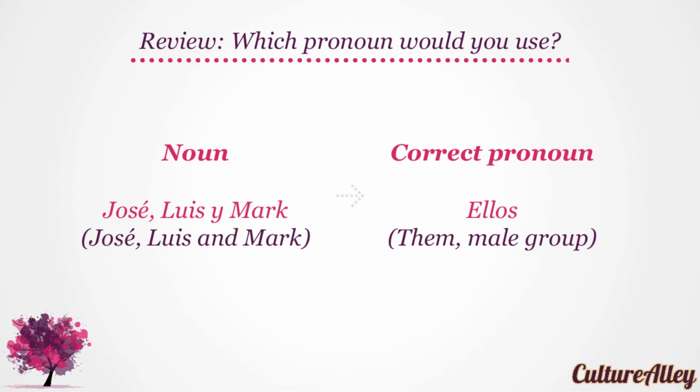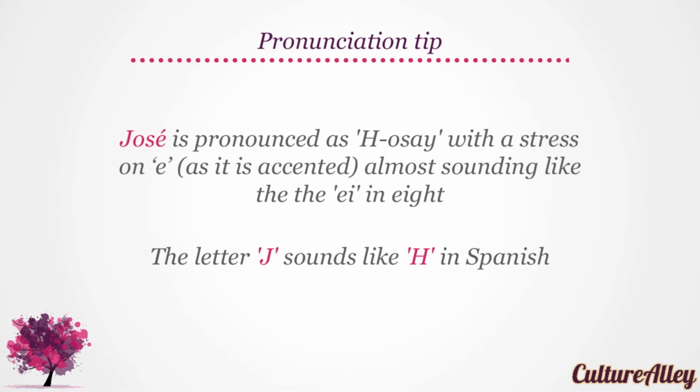If we were to refer to José, Luis, y Mark, we should use ellos, which means they for a male group. Notice that José is pronounced as José, with a stress on E, as it is accented, almost sounding like the EI in 8. The letter J sounds like H in Spanish. So try saying José. It is José. You will encounter a lot of Josés if you travel to a Spanish-speaking country. I can promise you that.